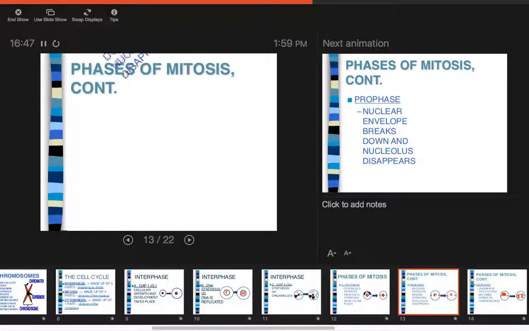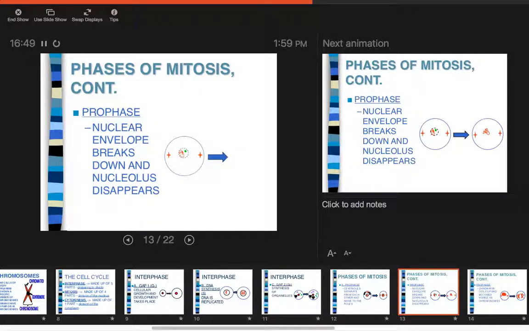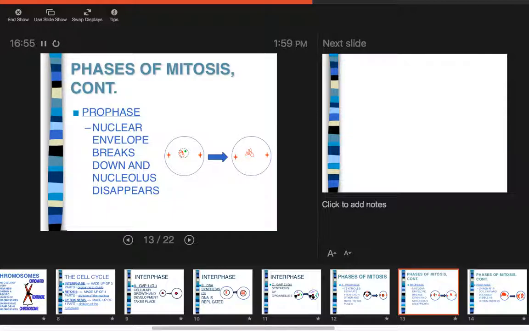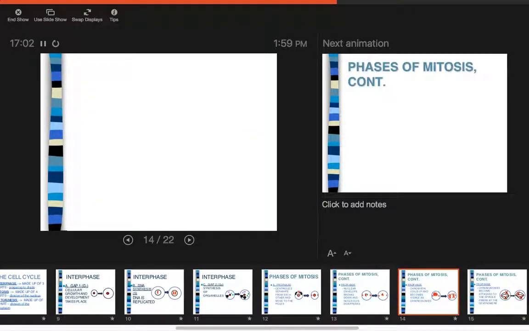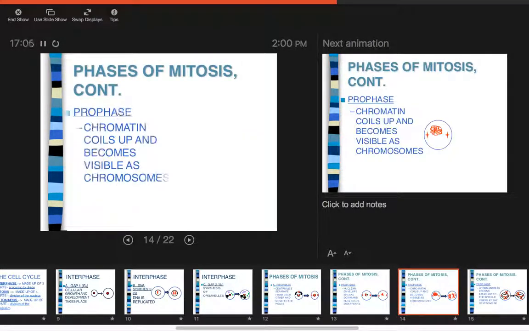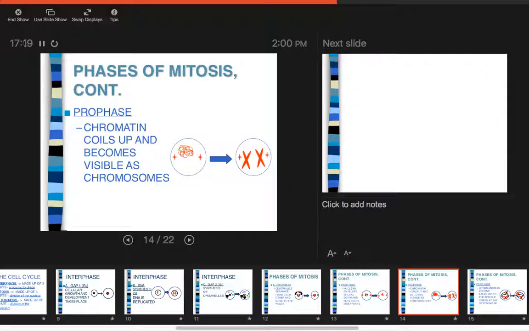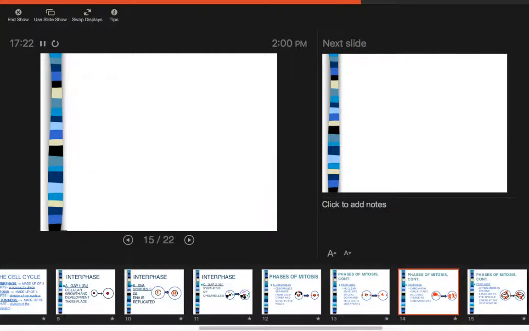The second part of prophase is the nucleus disappears. Okay, so the nucleus disappears. The nuclear envelope goes away. So that's the second part of prophase. Okay? The third part of prophase is that chromatin, that thread-like chromatin, condenses into chromosomes. We're still in prophase. Prophase is the longest stage of mitosis. It's a really long stage. And we're still in it. So chromatin condenses into chromosomes.